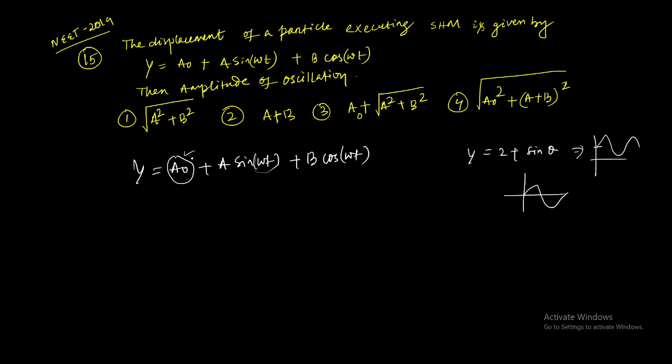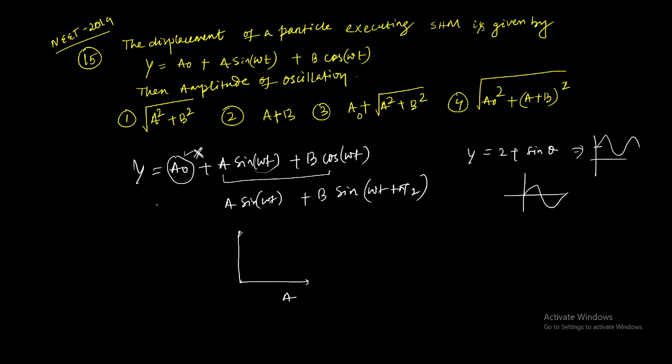So similarly, this a naught is not contributing to the SHM, it is only shifting the graph. So we have to exclude this part, right? So only this one is doing SHM. And for this part, I can do the phasor diagram, right? So this can be written as A sine of omega t plus B sine of omega t plus pi by 2, right? So this will be along this direction A, and at pi by 2 it will be B. The angle or phase difference between them is pi by 2, right?